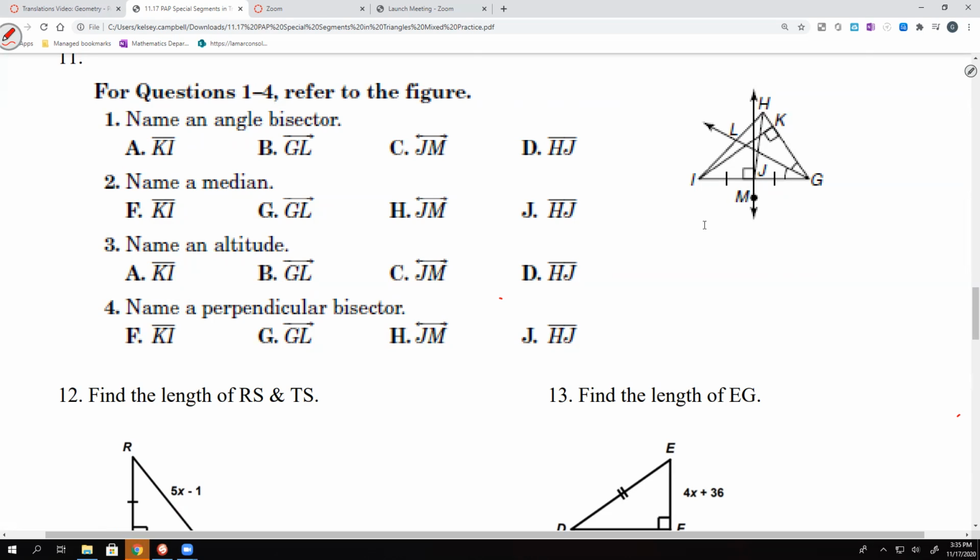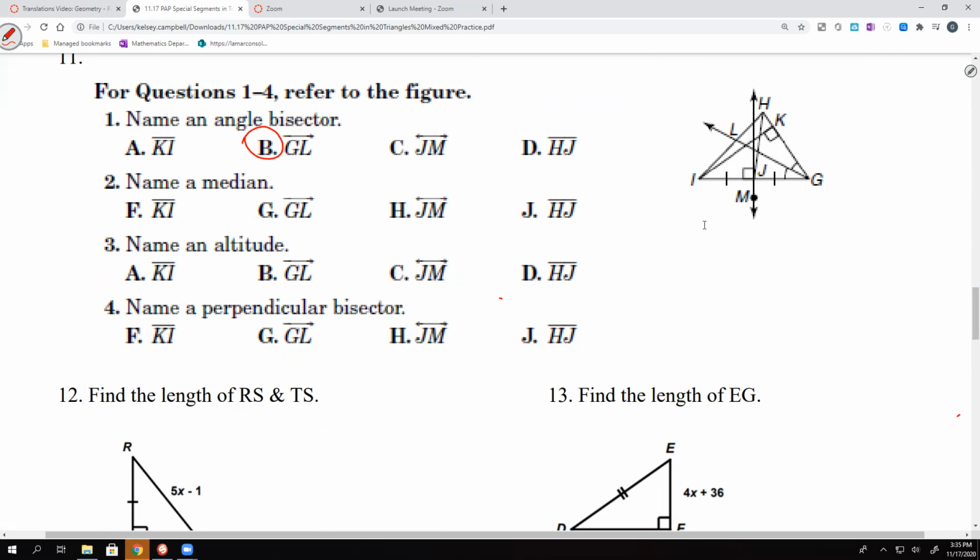GL. Yeah, look at G. Do you see how that angle's being cut into 2 pieces? So GL, that would be your angle bisector. Okay. Now name a median. Well, it has to start at a vertex, at a corner, and then it's going to cut the opposite side in half, right? So we have to start at H and then follow that line down. Where does it go? To J. So HJ, that's the straight line there.